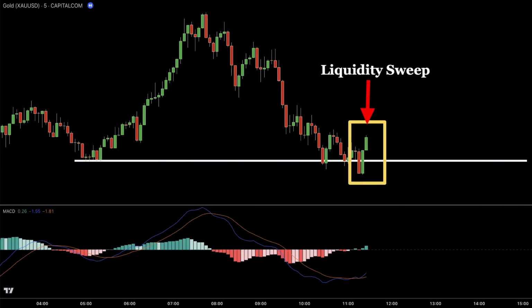But then, the price closes back above the support level. This is a classic liquidity sweep. Smart money pushed the price below support to trap breakout traders who expected the market to keep falling. Their sell orders get triggered, and their stop-loss orders are hit as the price reverses upward.